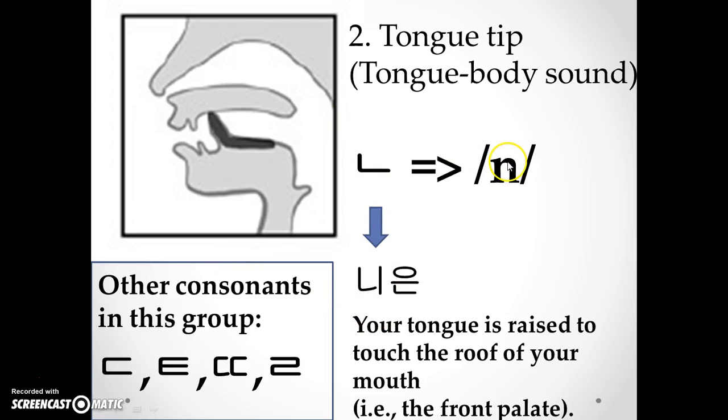It's equivalent to the N sound in English, and if you try to make the N sound on your own, N, you will notice that your tongue is raised to touch the roof of your mouth, right? Front palate here. So the shape of the tongue being raised, that's what niun has been formed after. And there are 4 other consonants in this group: tigut, tiut, sangdigut, and liul.